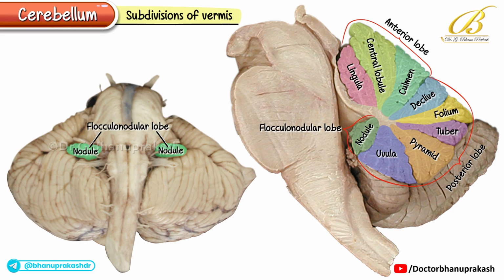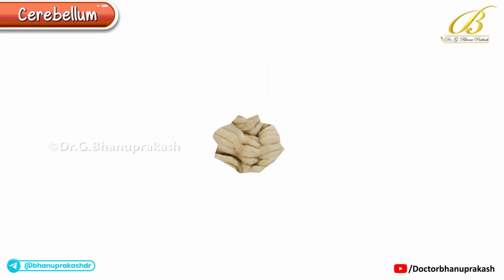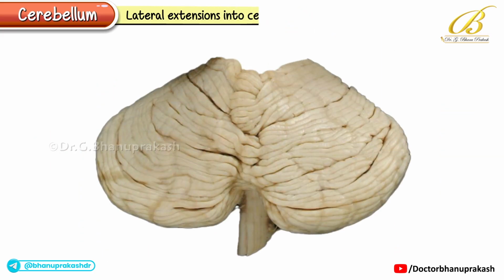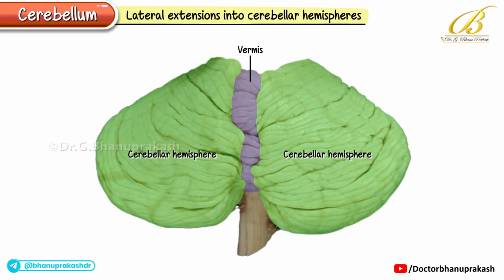Now that we have understood the subdivisions of the vermis, let us move one step further and see their lateral extensions into the cerebellar hemispheres. Remember, the vermis is the midline structure of the cerebellum, and each of its parts has a corresponding extension on either side into the hemispheres. Together, they form well-defined anatomical units.